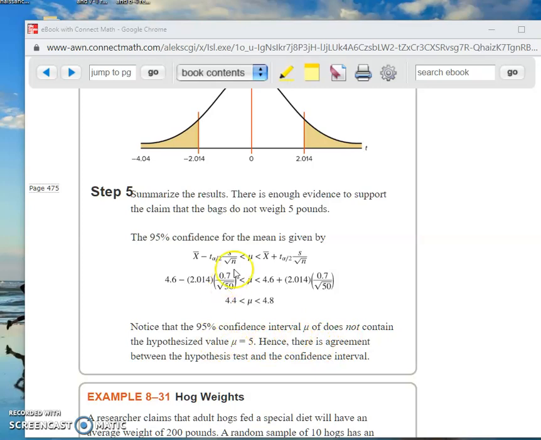Hence, there is agreement between the two hypothesis tests, and there's an agreement between the hypothesis test and the confidence interval. Okay, I hope that helped.